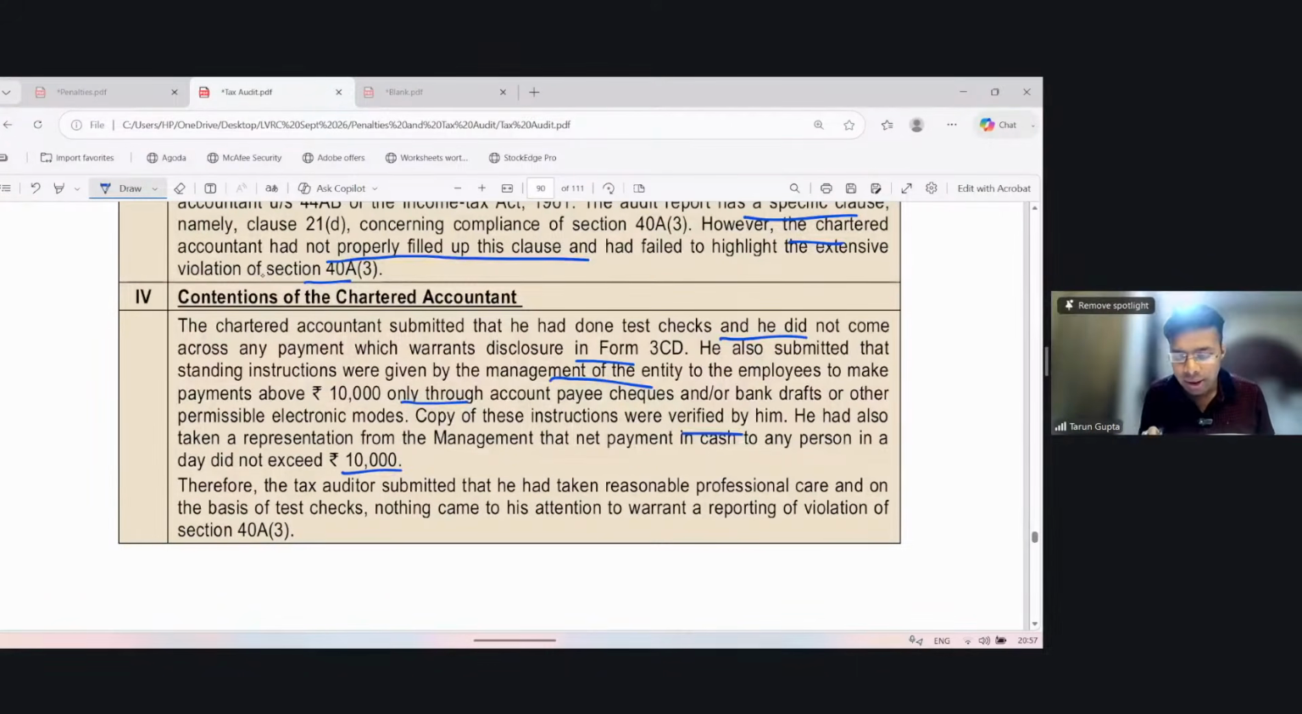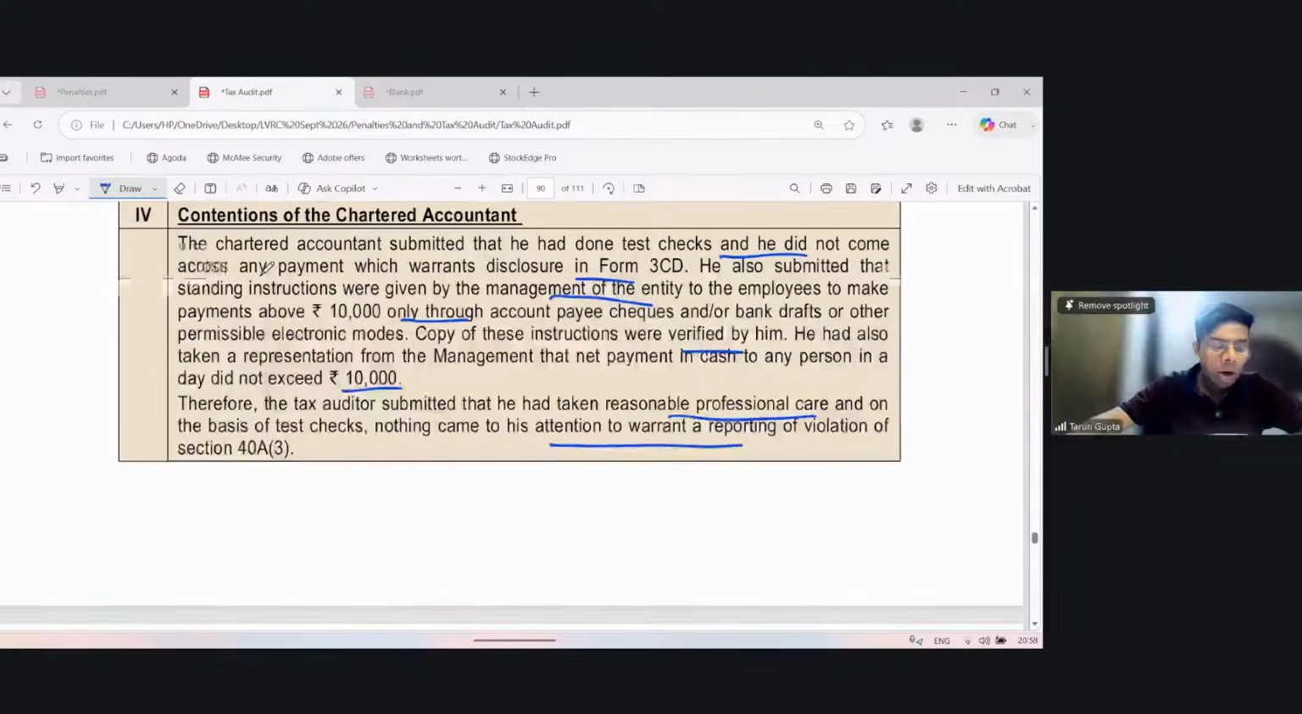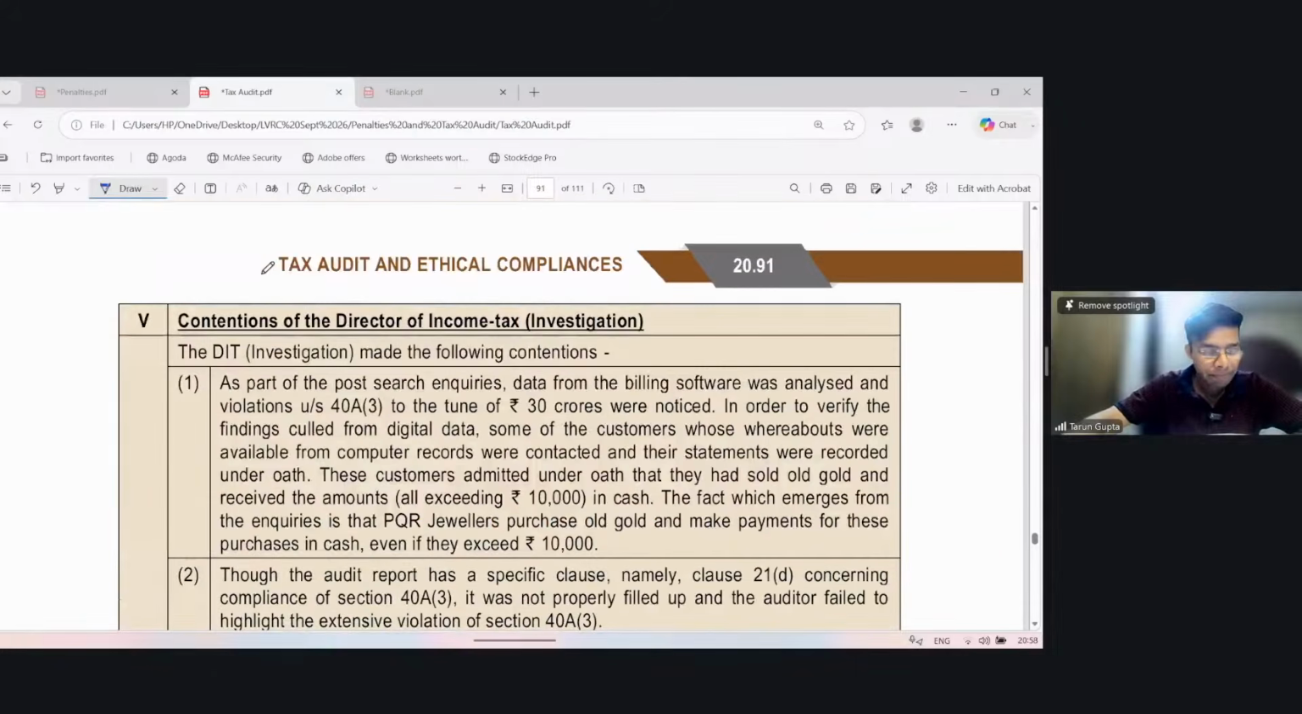Therefore, the tax auditor submitted that he had taken reasonable professional care and on the basis of the test check, nothing came to his attention to warrant reporting of a violation. But you understand the violation is not small. It's extensively 30 crore. Now let's see what the department has to say.